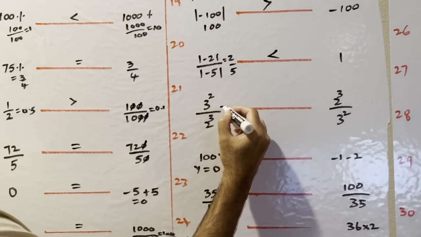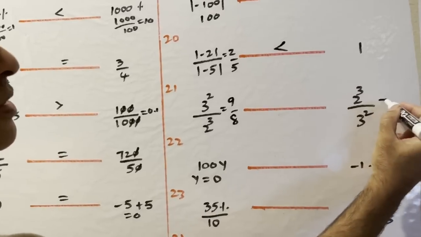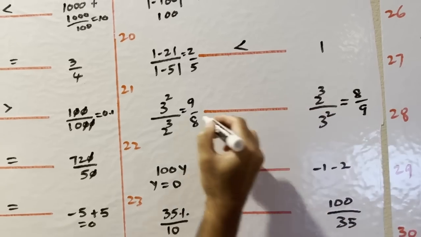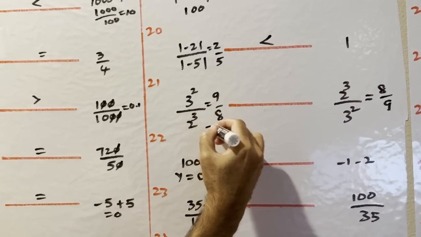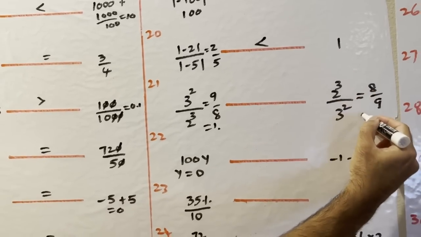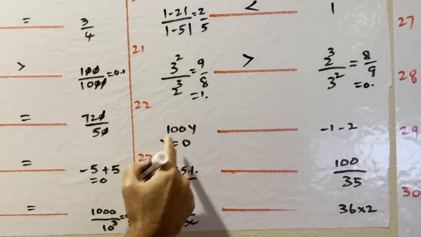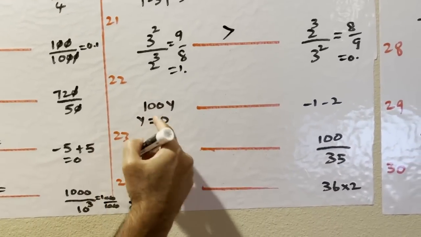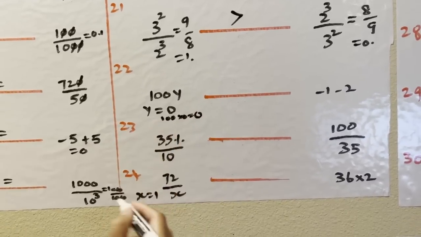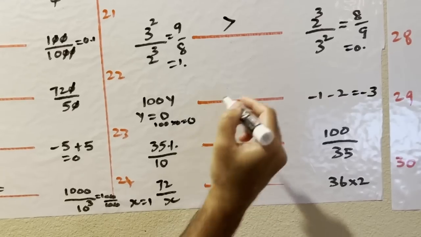3 power 2 is 9. 2 power 3 is 8. Here 2 power 3 is 8. 3 power 2 is 9. 9 by 8, you can see it will be 1 point something. Here it's a fraction, less than 1. So this is greater. 100 times y when y equal to 0. Anything multiplied by 0 will be 0. Negative 1, negative 2 equal to negative 3. So 0 is greater.